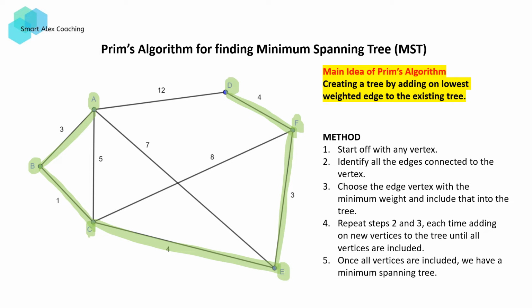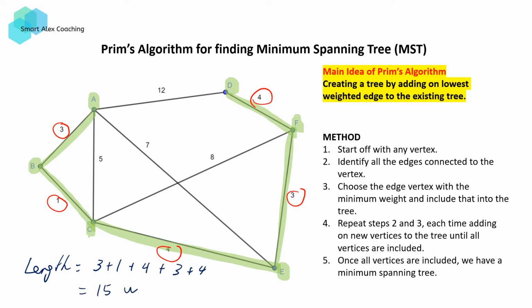And this is the picture of our final spanning tree for this graph. In order to find the length of this spanning tree, we simply add the weights together, which are 3, 1, 4, 3, and 4. So the length of the tree is going to be given by 3 plus 1 plus 4 plus 3 plus 4, which is going to give us 15 units.